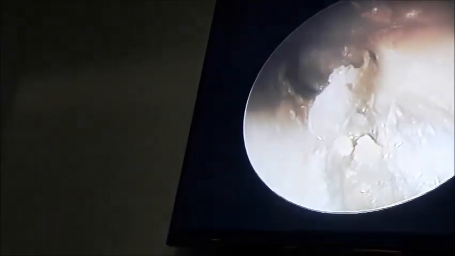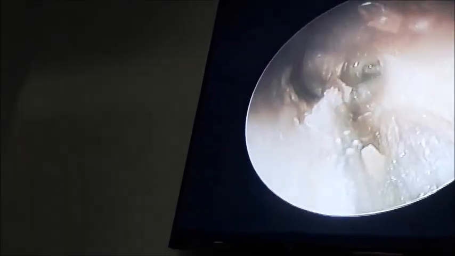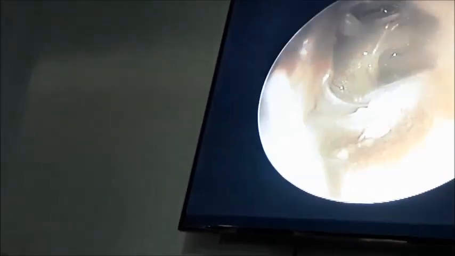Alright, so now once we lift this up, the skin along with the tympanic membrane is completely lifted up, and what you're seeing inside is the middle ear. That is your middle ear cavity. Now I'll just point out some structures to you.